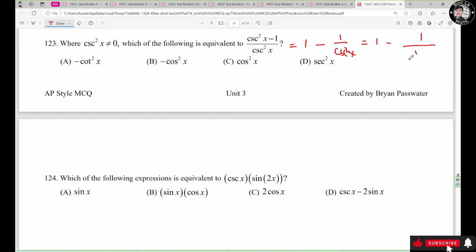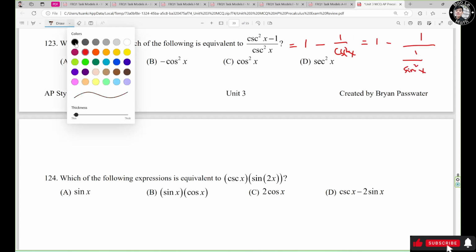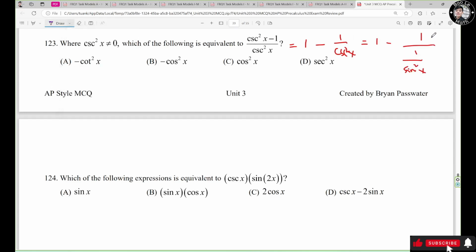It's going to be 1 over sine squared of s. Now to simplify this one, I just multiply the top and bottom by sine squared of s. So I have sine squared of s, and this is sine squared of s, so this cancels out. So this turns out to be 1 minus sine squared of s, because 1 times this equals sine squared of s, and the bottom is 1. 1 minus sine squared of s equals cosine squared of s by the Pythagorean identity. The answer must be C.